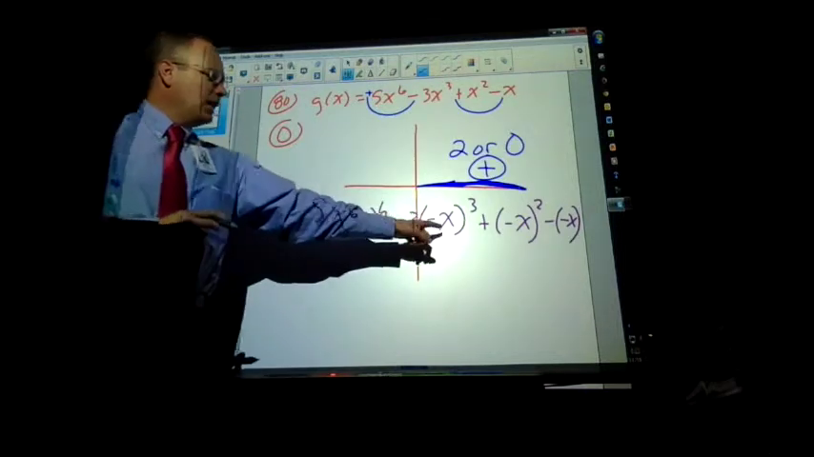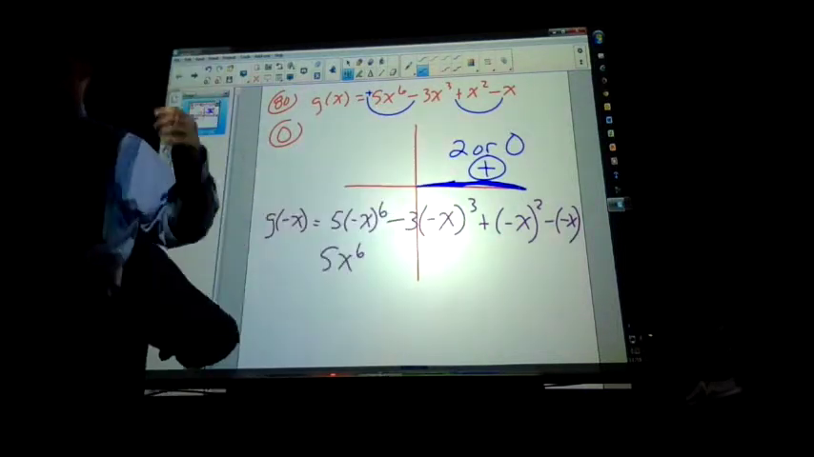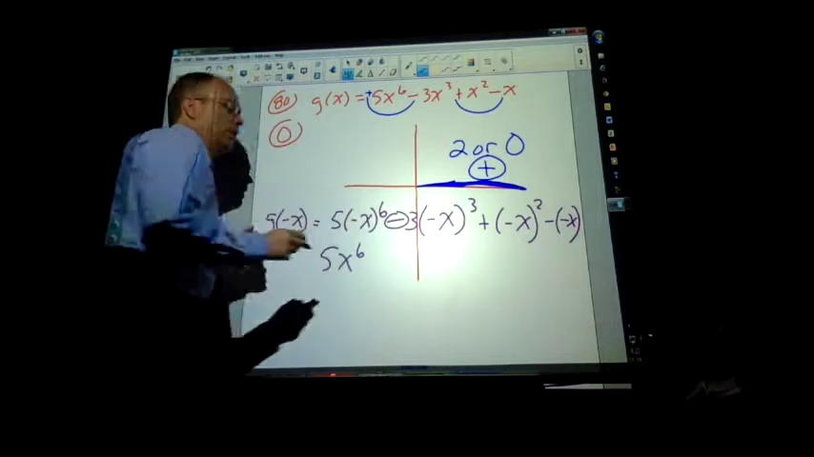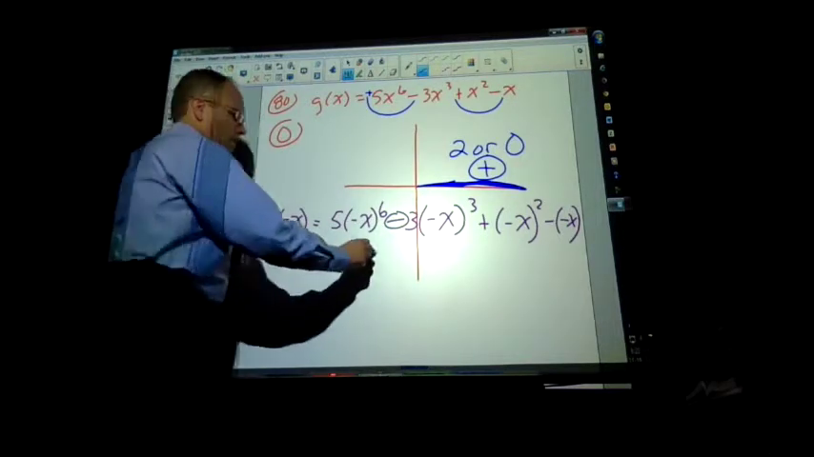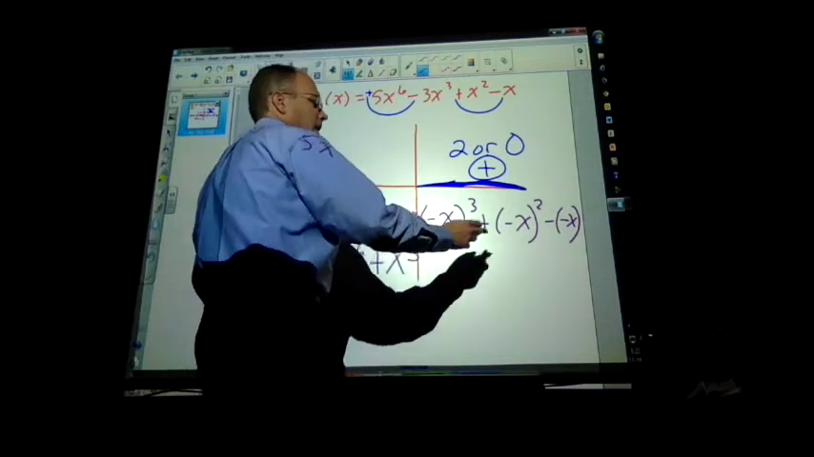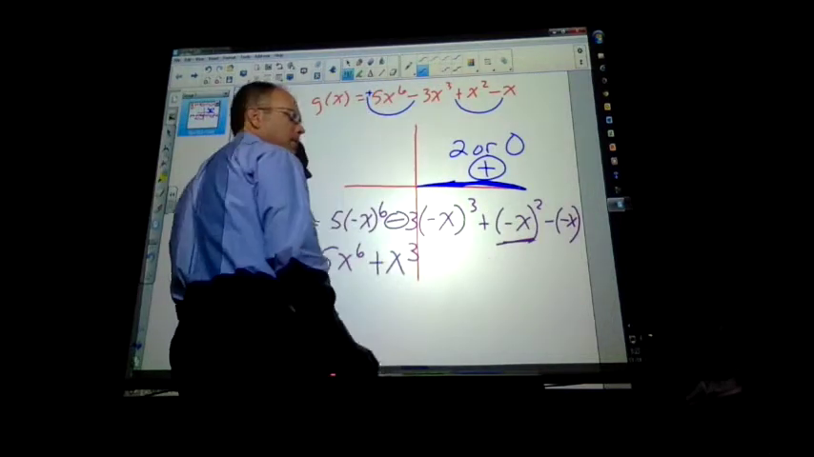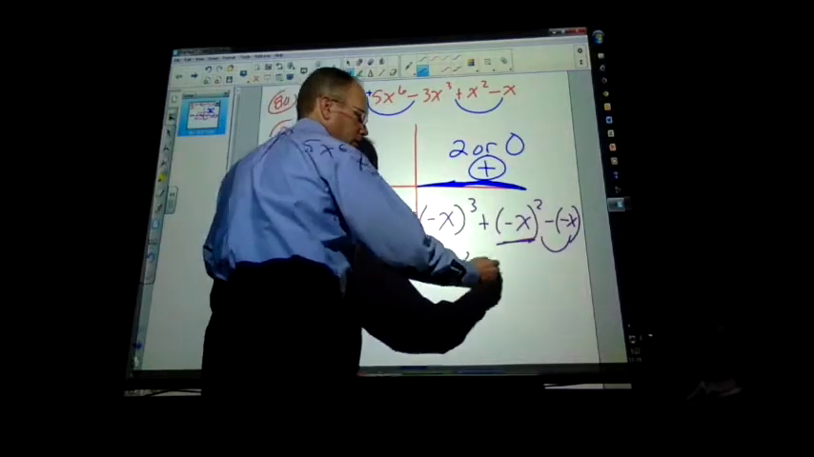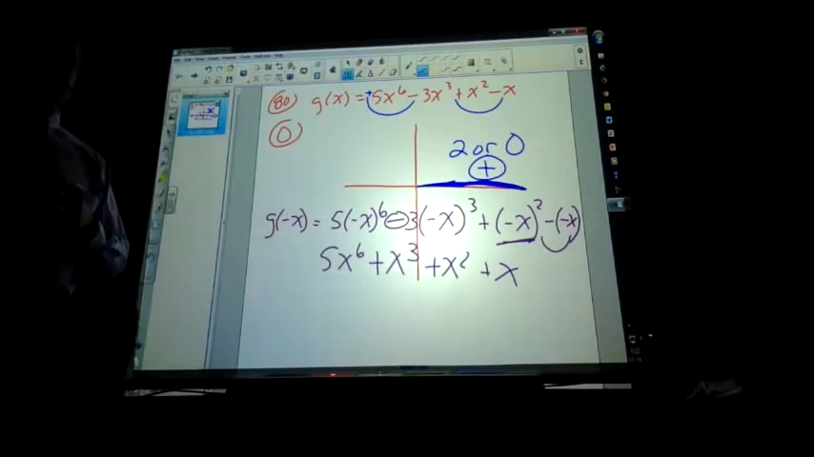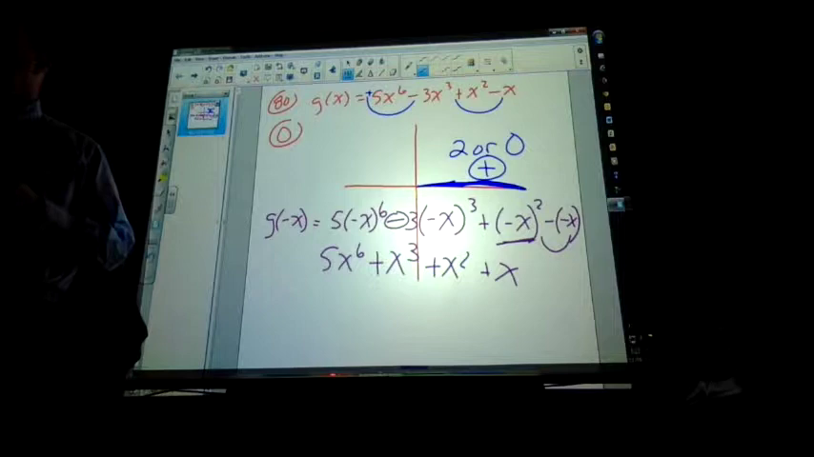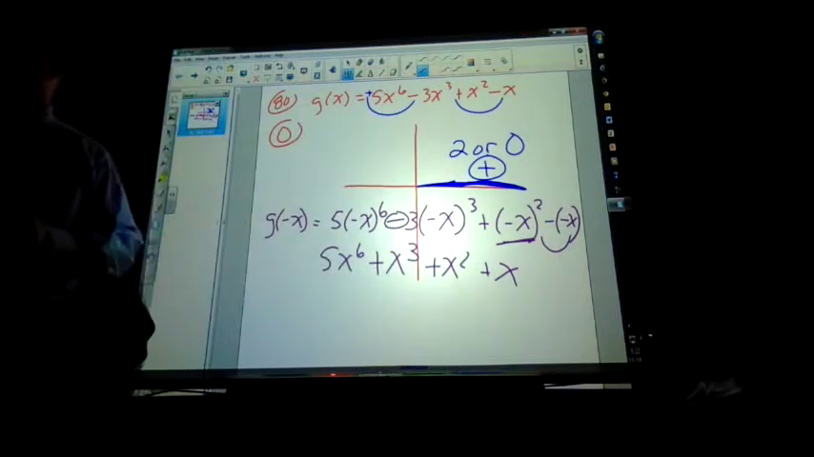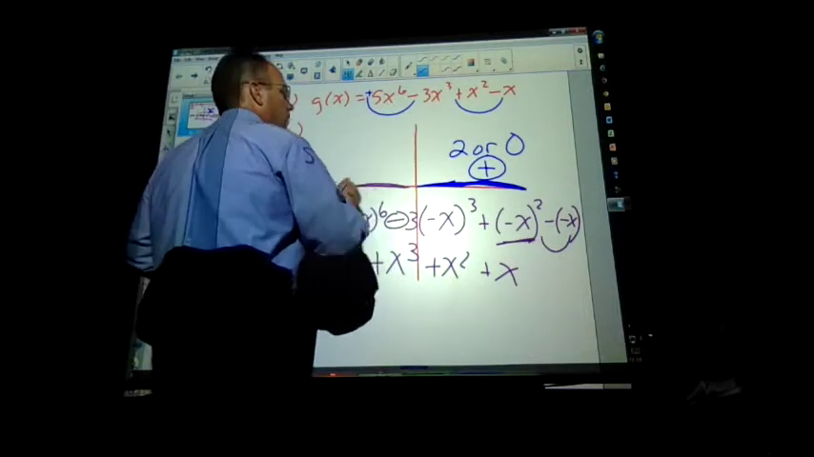Okay? If I take negative x and raise it to the 3rd power, so I have negative, negative, negative. If I multiply that together, what do I get? Negative. And then I have the negative out here, so what does that do? Makes it positive. And then I have this. What does this one become? Positive. And then this. Okay? Do I have any sign changes there? So positive, positive, positive, positive. Any sign changes?